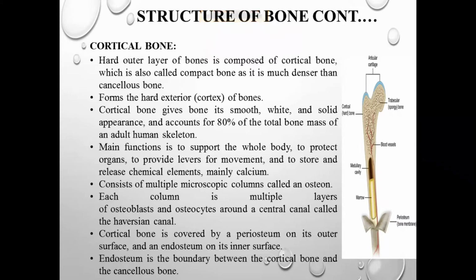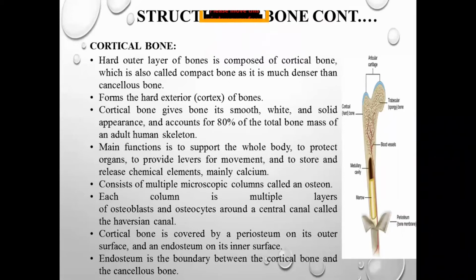The main function is to support the whole body, to protect the organs, to provide the lever for movement, and to store and release chemical elements, mainly calcium. And it consists of multiple micropore columns called osteons. Okay, so a lot of micropores where your blood vessels might enter into that bone. Each column is multi-layered with osteoblasts and osteocytes around a central canal called the Haversian canal.